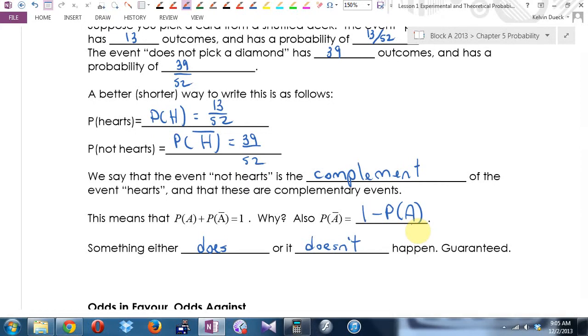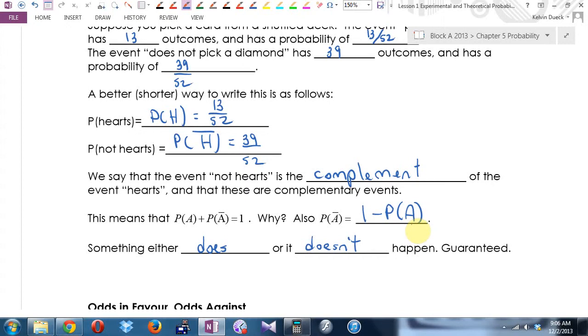That trick there is going to be really handy. Often we're going to find, Sean, for a probability question, it's easier to find the probability of something not happening and subtract from 1. Very often we'll find it way easier to do that. Okay? So you need to know what the complement is. You might even want to put a little star.